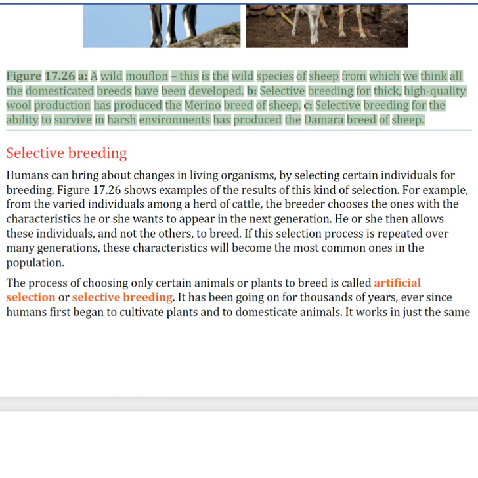Figure 17.26a, a wild mouflon. This is the wild species of sheep from which we think all the domesticated breeds have been developed. B. Selective breeding for thick, high-quality wool production has produced the merino breed of sheep. C. Selective breeding for the ability to survive in harsh environments has produced the Damara breed of sheep.